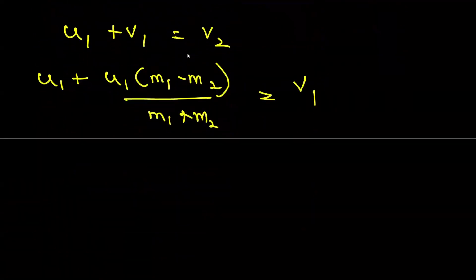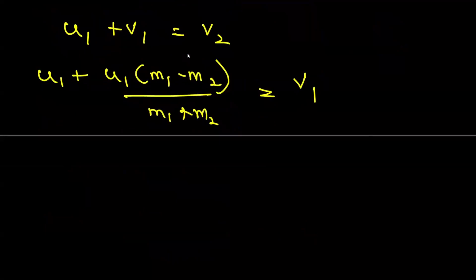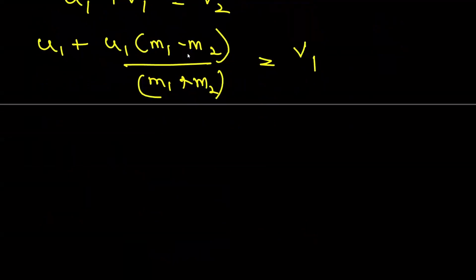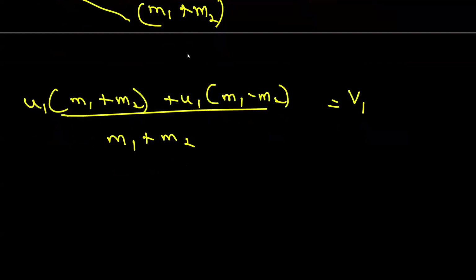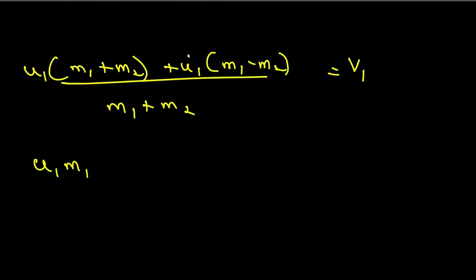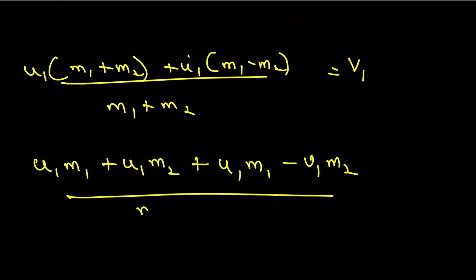Now, what can maximum be done? Maximum, we can take LCM. Anything else apart from that? Nothing else apart from that. So I'll take LCM. LCM will be obviously M1 plus M2 itself. I'll crisscross. So it becomes U1 into open bracket M1 plus M2 plus U1 into M1 minus M2 is equal to V1. I'll go one step further. I'll open the bracket. So it becomes U1 M1 plus U1 M2 plus U1 M1 minus U1 M2, whole thing divided by M1 plus M2 on the right-hand side is equal to V1.